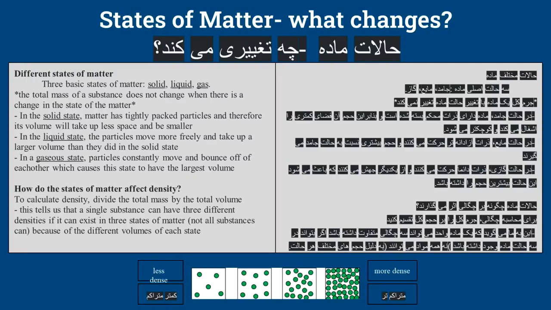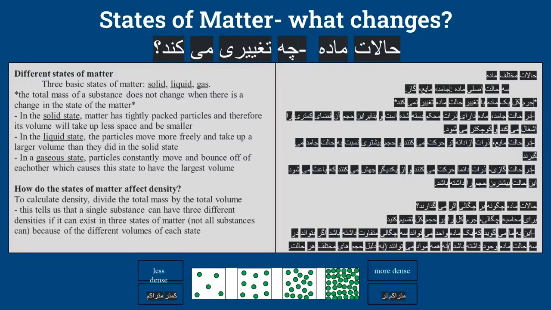In the solid state, the substance typically has tightly packed particles, so its volume will take up less space and seem smaller. When calculating the density, you will see it has a higher density. In the liquid state, particles move a little bit more freely and take up a slightly larger volume than they did in the solid state.